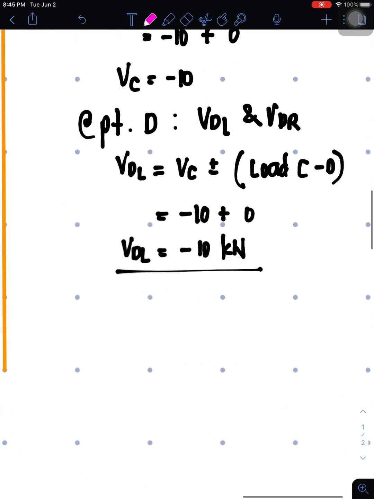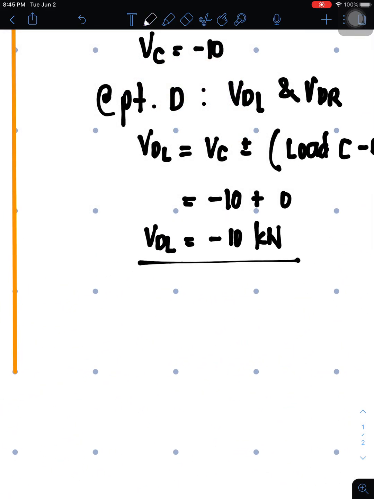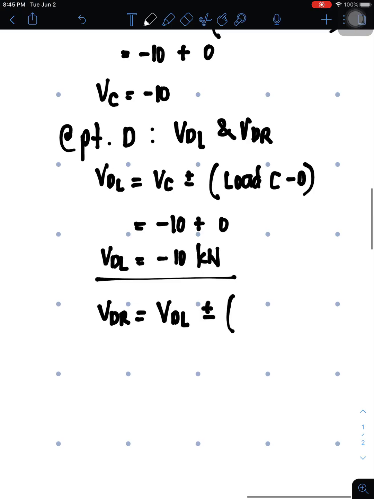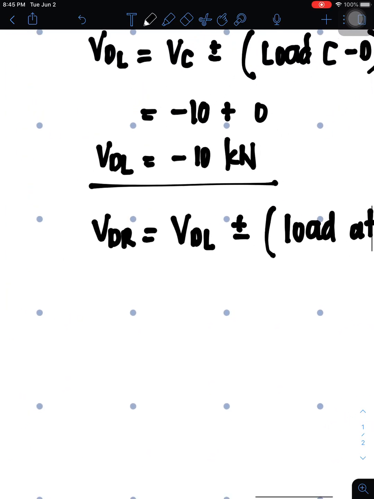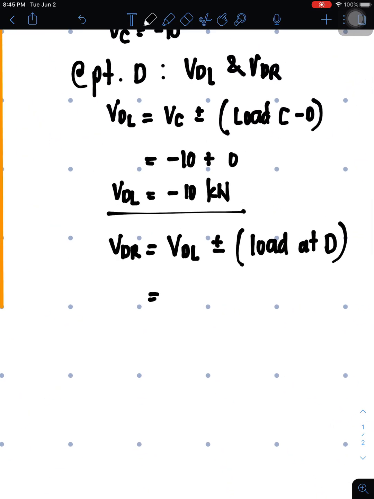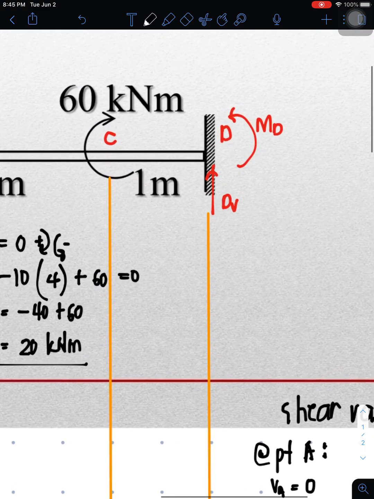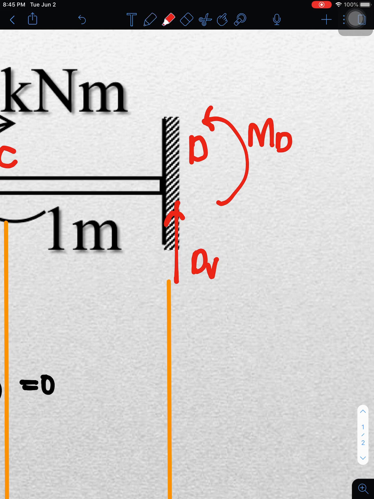And then let us proceed with VDR. So all we have to do is copy VD left and then plus minus the load at D. Na. Load at D. So copy, which is negative 10. And then at point D, there are two loads, diba? The VD upward, and the MD nga counterclockwise.